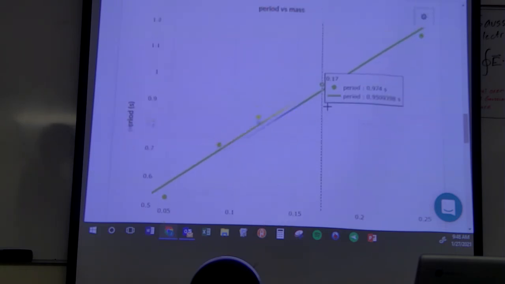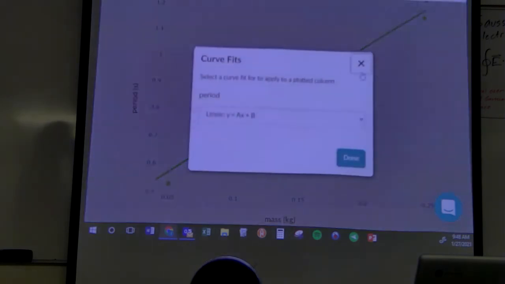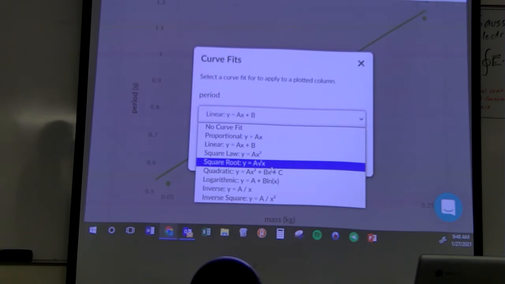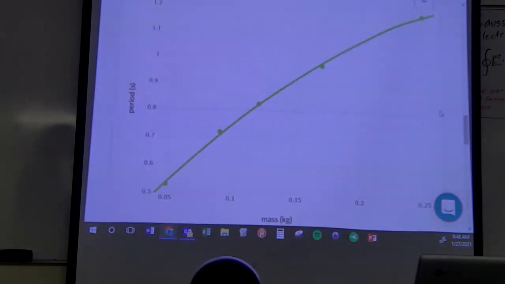And Kyle had the right idea. Right? Someone said a parabolic last period. Someone said could it be a parabola? Well, let's do a parabola. That looks like it fits pretty well.